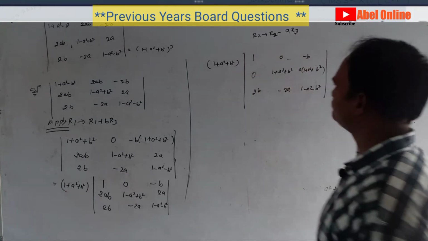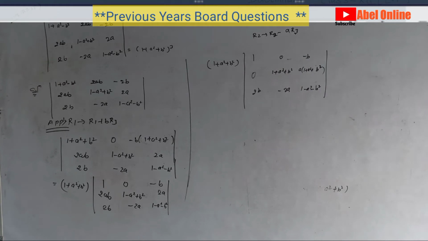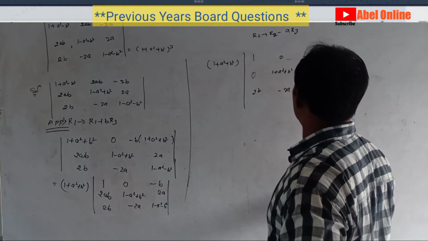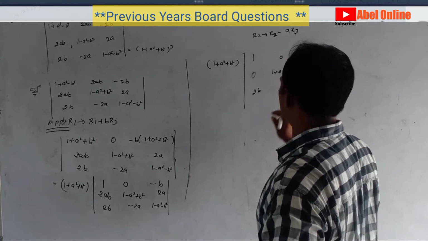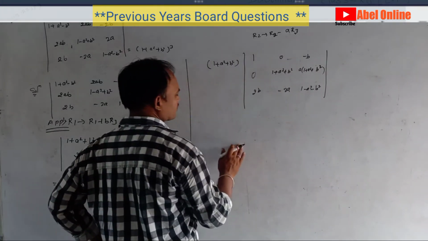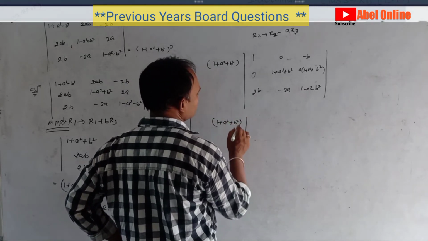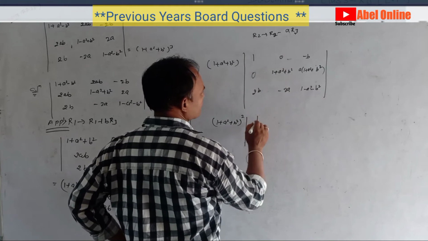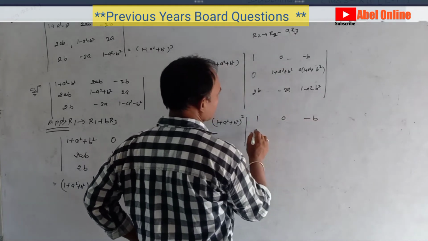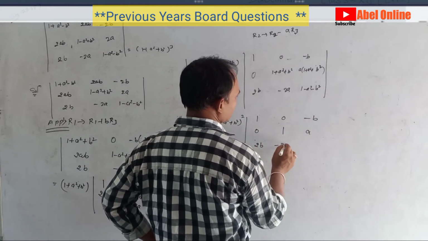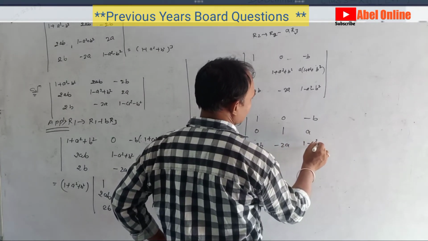Okay, now what operation we can apply, just think about it, what we have to do now. There are two zeros, but there is a common 1 plus a square plus b square, so I am going to take the common from here, so we can say that it is 1 plus a square plus b square, and it is whole square now, because it is 1 0 minus b, it is 0 1 a, it is 2b, it is minus 2a, and it is 1 minus a square minus b square.